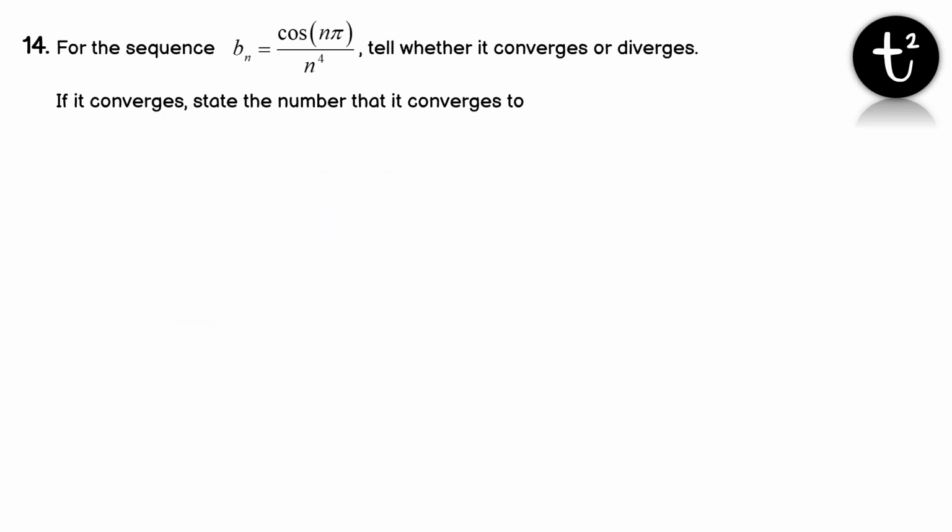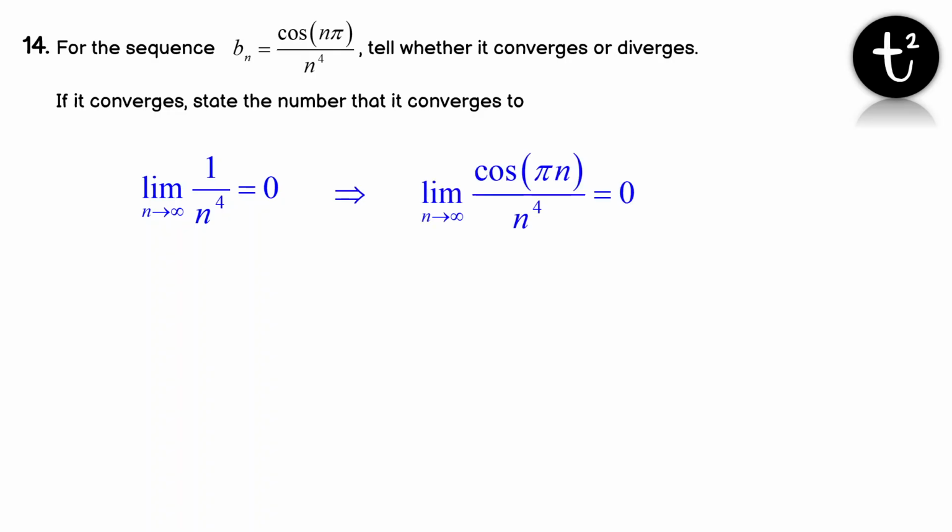Number 14, we have the sequence b sub n, that is cosine of n times pi divided by n to the power 4. So we will set up the limit as n goes to infinity of 1 over n to the power 4, and we see that's equal to 0. What happens here is we're going to drop the alternating component. That cosine of n times pi is an alternating component. If we drop that, we see that the limit goes to 0. So with the alternating component, the limit will most definitely also go to 0. The alternating component is just going to help that limit converge even faster.